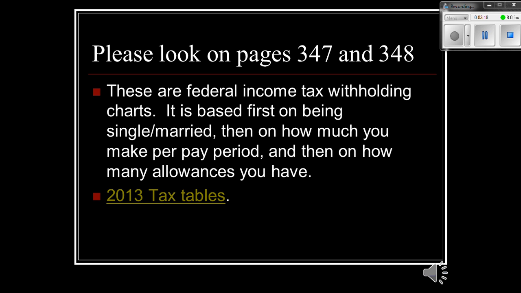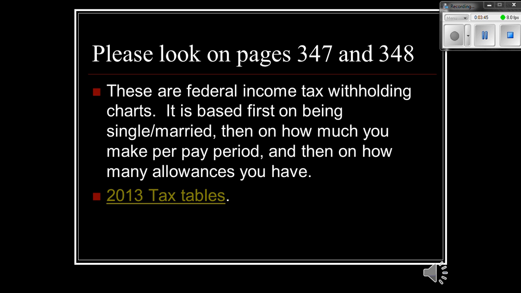In the textbook, if you'll slide your finger down, let's pretend that you make $950 every paycheck and you have 0 allowances, so you're only responsible for yourself. Take your finger down, and you'll notice that it is at least 940, but less than 960. Take your finger over, and it says $111. Well, that tells the business that every paycheck you take out $111.